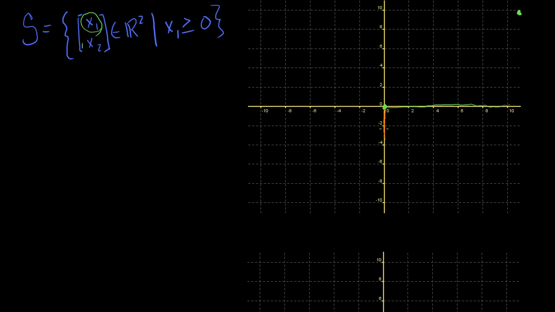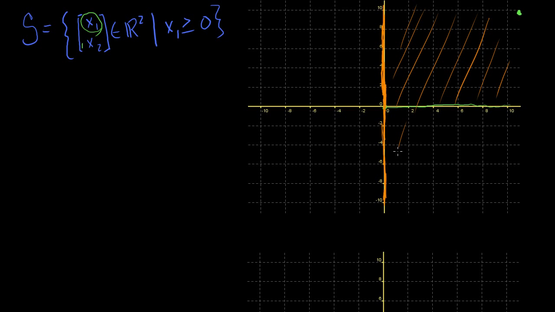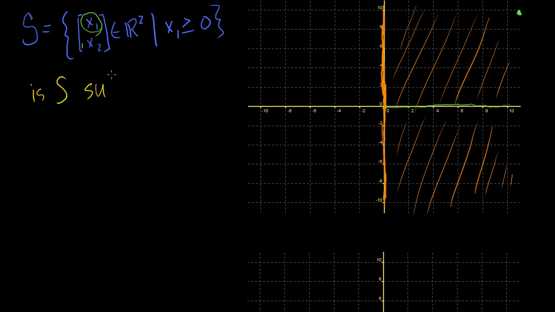But this subset of R2 will include the vertical axis, often referred to as the y-axis, and essentially the first and fourth quadrants. If you remember your quadrant labeling, that's the first quadrant, and that's the fourth quadrant. So my question to you is, is S a subspace of R2? So the first question, does it contain the 0 vector?